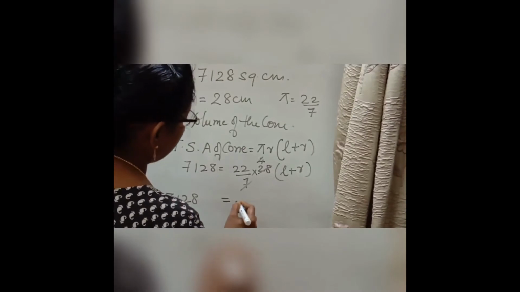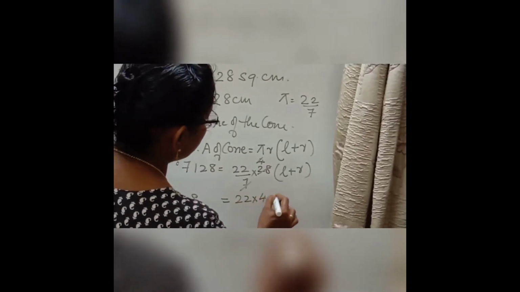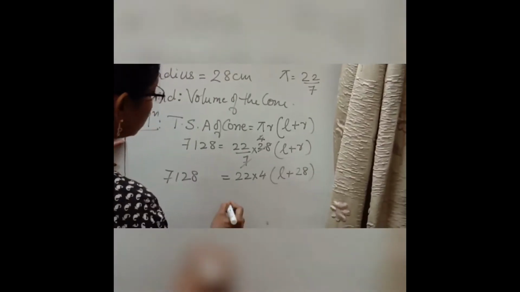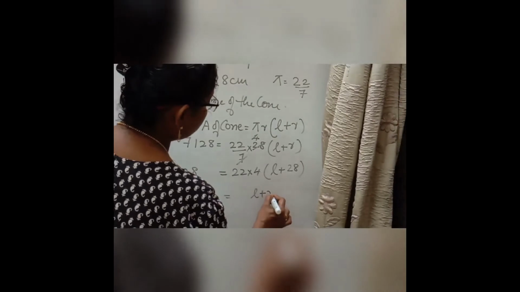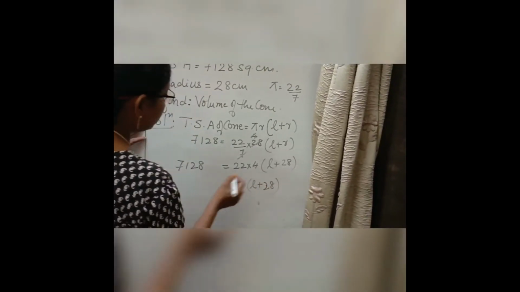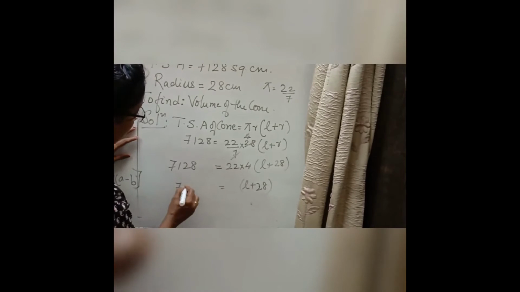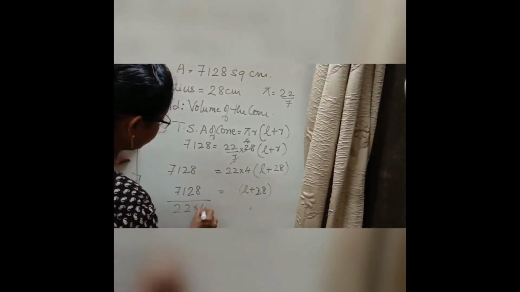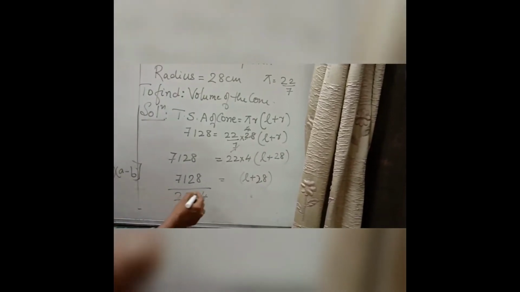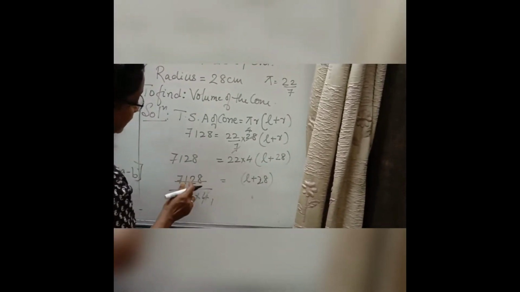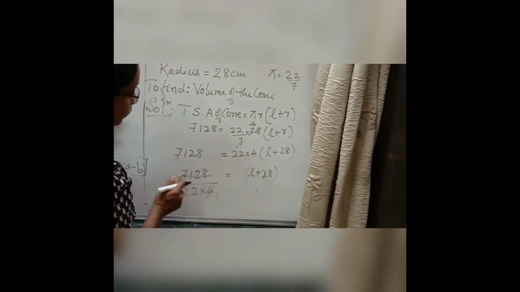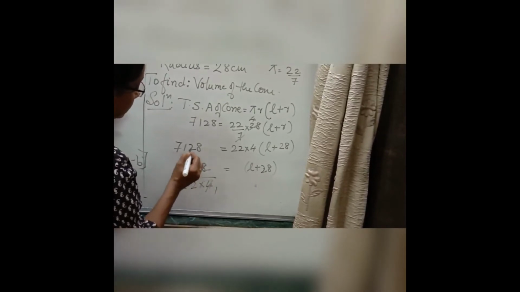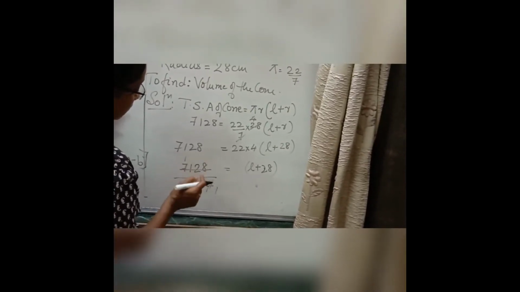7128 is equal to 22 into 4 into L plus r, which is 28. So L plus 28 is equal to 7128 upon 22 into 4, we will bring it down. We will cancel with 4 first. The last two digits 28 is divisible by 4, so the whole number is divisible by 4. Dividing by 4, you will get 1782.